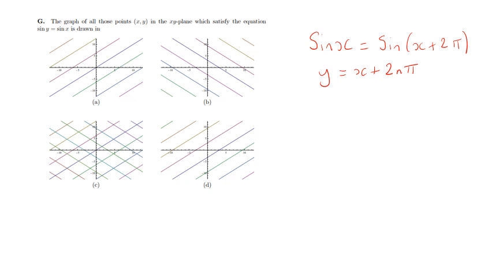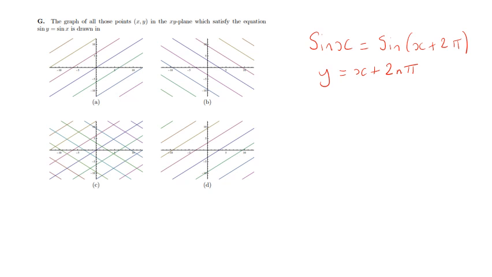Now 2n pi is going to be something that we can add on. So that's going to be changing our y-intercept. If we're looking at this, our gradient is going to be a positive gradient. So we can have any of the graphs, A, C, and D. So we know it definitely can't be B because that's just got negative gradients on it. But we've got lots and lots of parallel lines that are of this form.